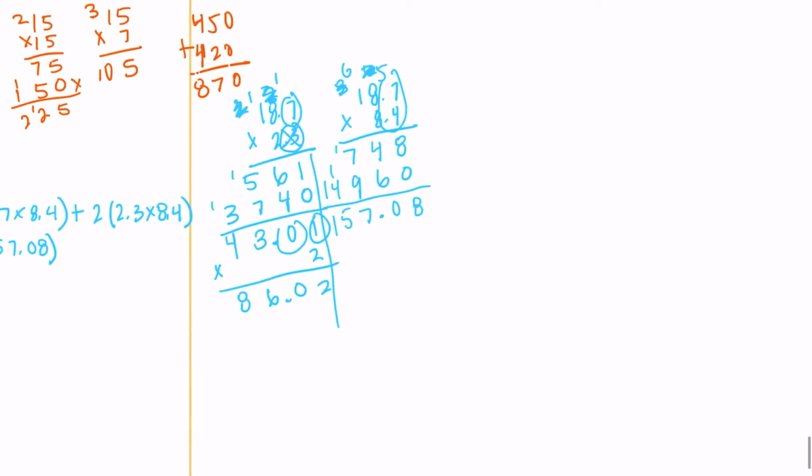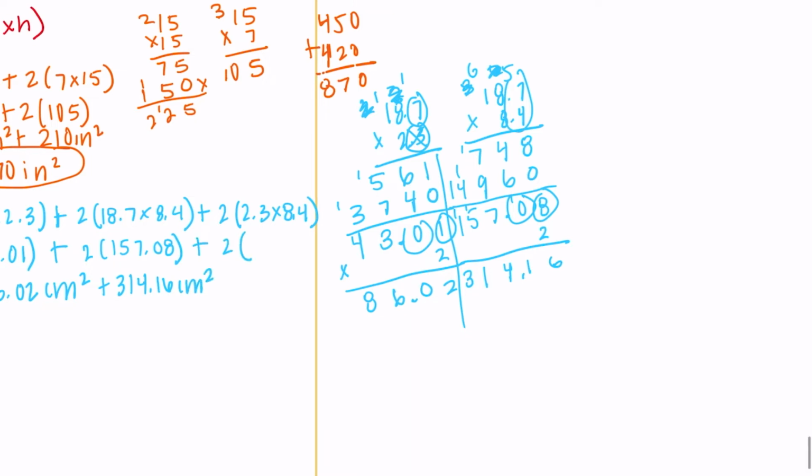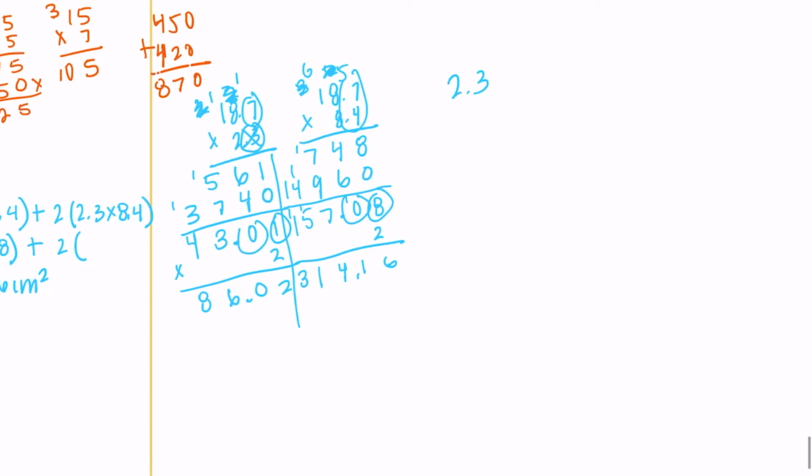So let's find what 2 groups of that is. So times 2. Two times 5 is 10, plus 1 is 11. 2 times 1 is 2, plus 1 is 3. So we get 2 digits behind the decimal point, so we get 314 and 1600ths. Plus, we need to do 2 groups of 2 and 3/10 times 8 and 4/10.